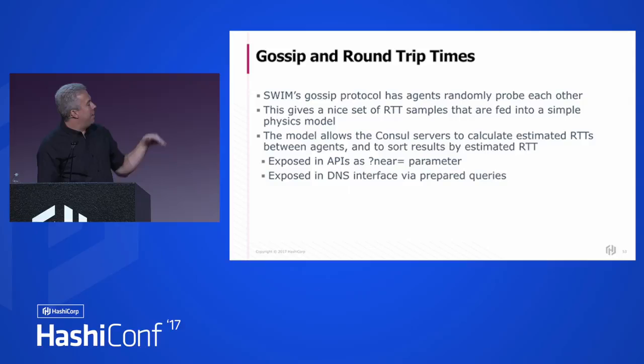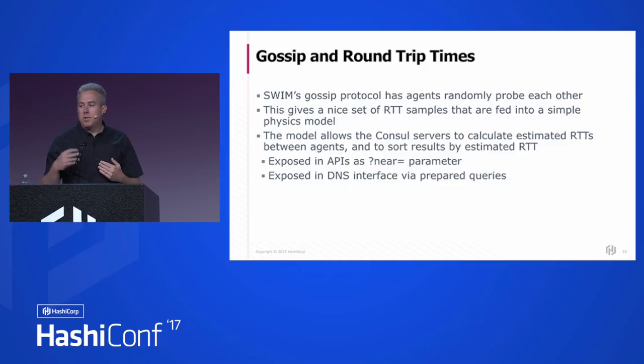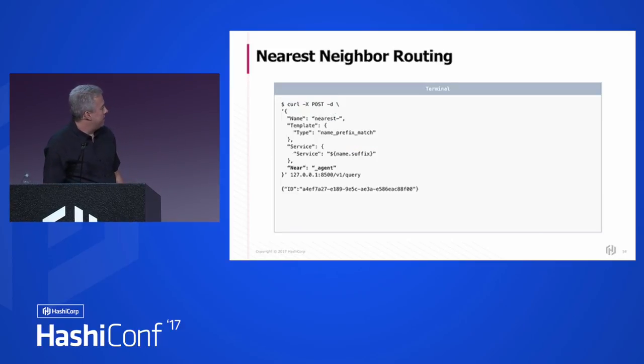One little side note here is because they're randomly probing each other at regular intervals, they actually are taking round trip time measurements between each other that we can feed into a model. And we can use those round trip times in our queries. So Consul actually takes advantage of that and lets you sort results, say give me anything running this service that's near this node, or give me the closest instance to me. So there's some cool features we get that sort of ride along as benefits of the gossip mechanism.